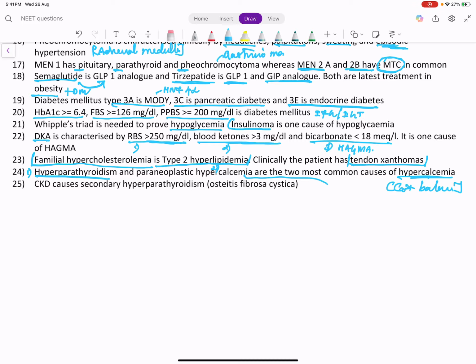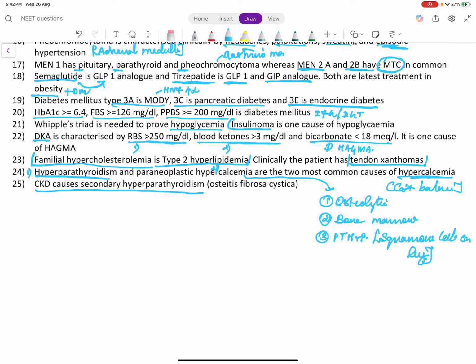Paraneoplastic hypercalcemia can occur either due to any osteolytic or osteoblastic secondaries, or it could be any bone marrow tumors like multiple myeloma, or some tumors due to paraneoplastic reaction can secrete parathyroid hormone related peptide. Example is squamous cell carcinoma of the lung. CKD causes secondary hyperparathyroidism. Primary hyperparathyroidism is the parathyroid gland is secreting more parathyroid hormone.